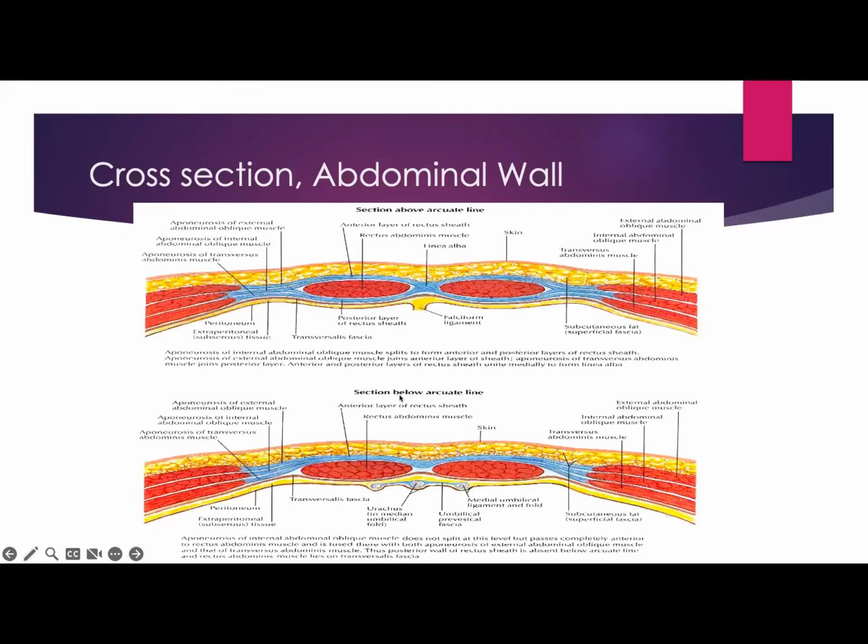Below that arcuate line, all of these aponeuroses are going anteriorly. And so this is what forms the anterior layer of the rectus sheath, okay? And the transversalis fascia would not be supported by the aponeurosis of the transversus abdominis muscle anymore, okay? So this also would play a role in the inguinal hernia, because later on we will see that inguinal hernias are a weakness to start with in the transversalis fascia.